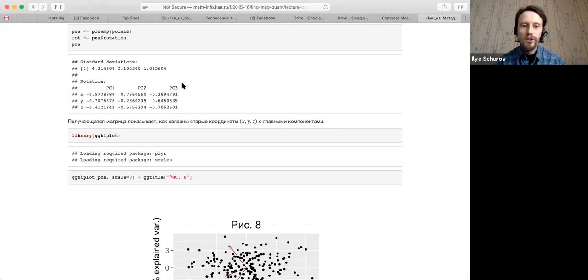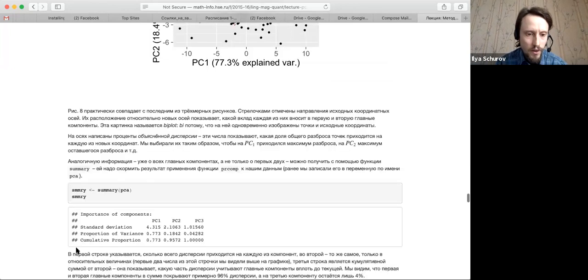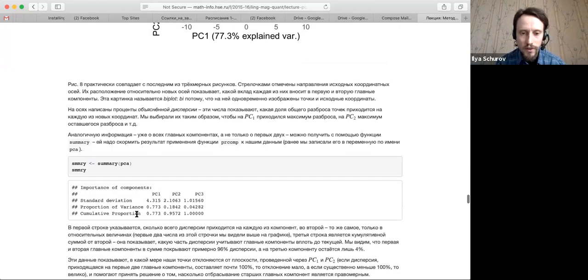We see that this PC3 has the smallest variance. Actually, we can find these variances. Here you see that PC1 has a standard deviation, which is the square root of variance, of 4, PC2 of 2, and PC3 only 1. In other terms, PC1 and PC2 together explain 95% of the whole variance in your data.